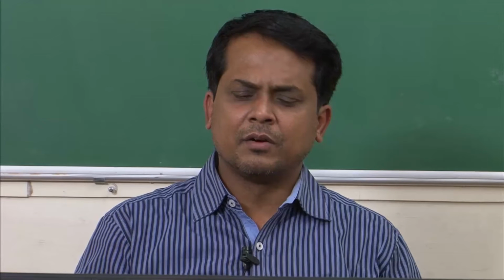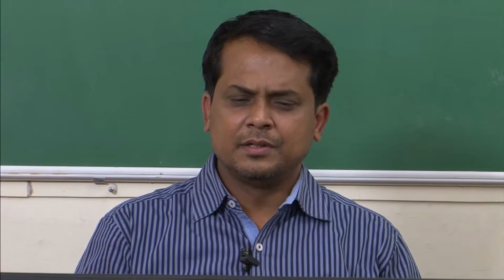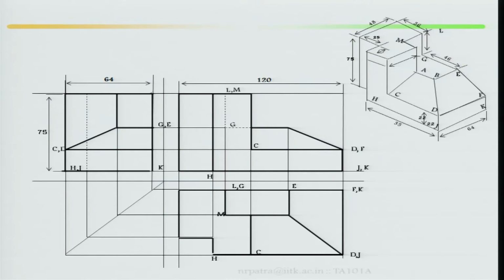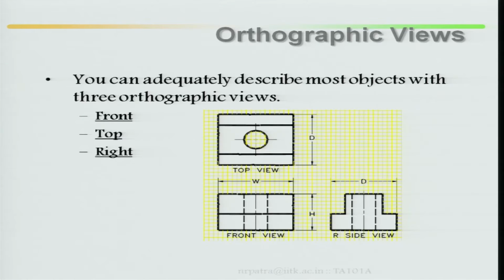So, last class we solved a few examples by means of third angle projections and complicated objects with curved faces, which I have finished. I have shown you how curved faces come into the picture as ellipses. Now, come to another part of these orthographic views.